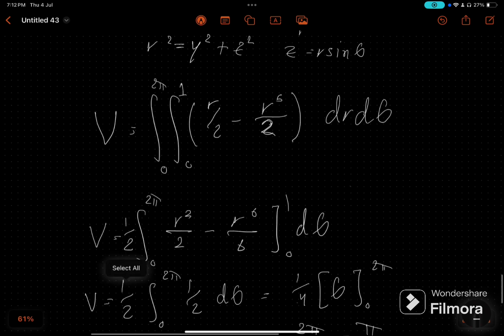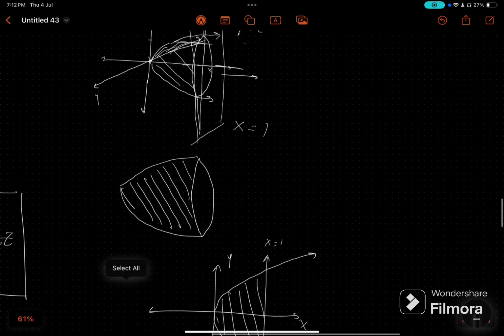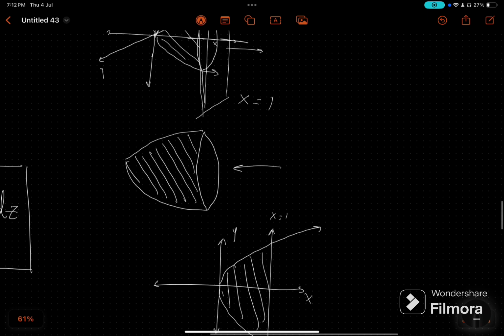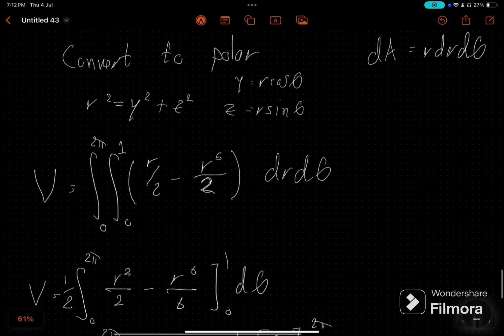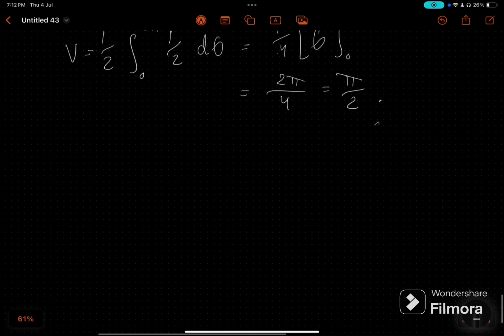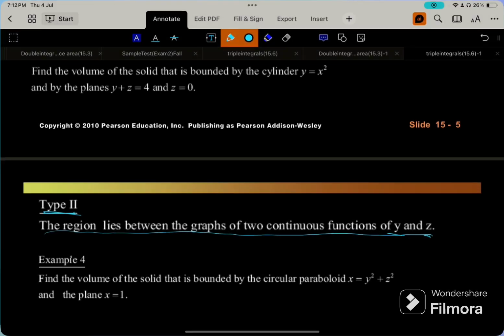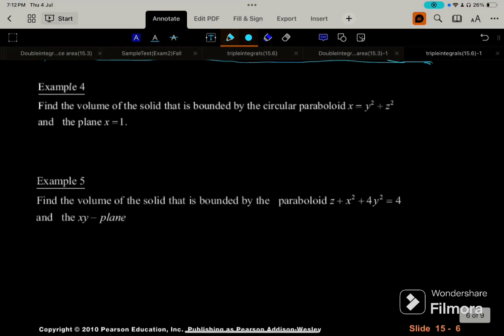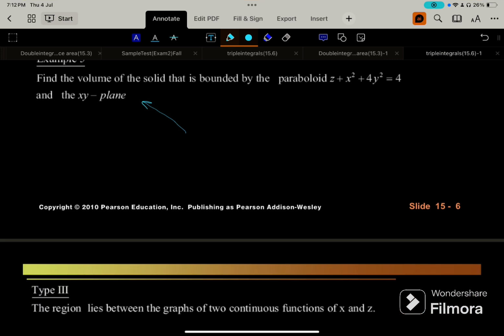This is the volume of our shape, which is this little shape here, and this is the xyz plane, and the volume of it is just pi over 2, and that's basically how we do it. That's our type 2. Okay, and there is also another example here. If you want to solve this, you can take a screenshot of this and solve it.